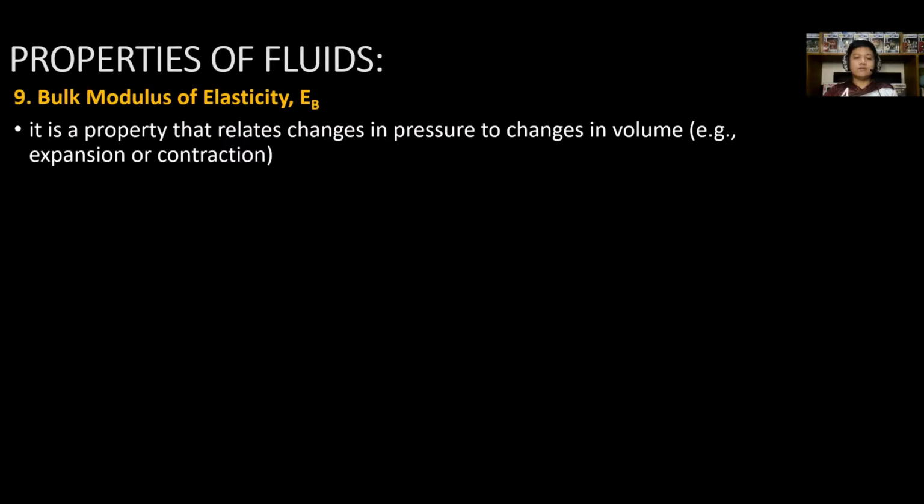Similarly, with compressibility now. If we apply pressure, is your fluid elastic or capable of changing its volume? So in equation, the E sub B is equal to the negative of the change in pressure over the change in volume per initial volume. Or since this is the reciprocal of the compressibility, we may determine E sub B as 1 all over beta.